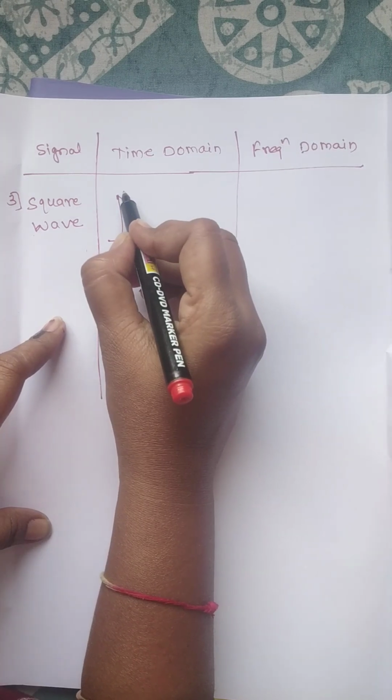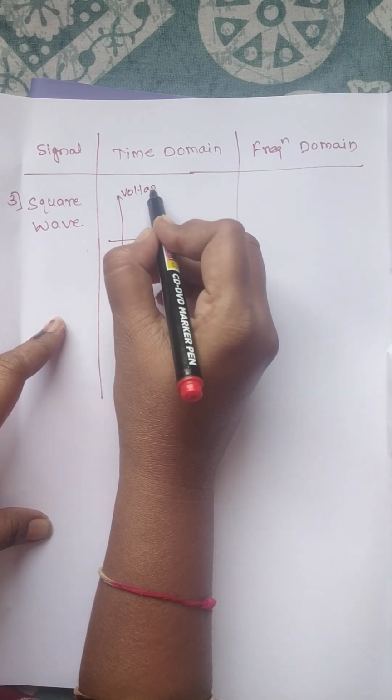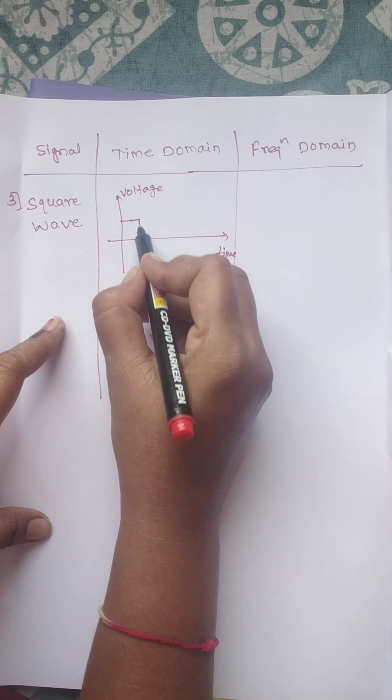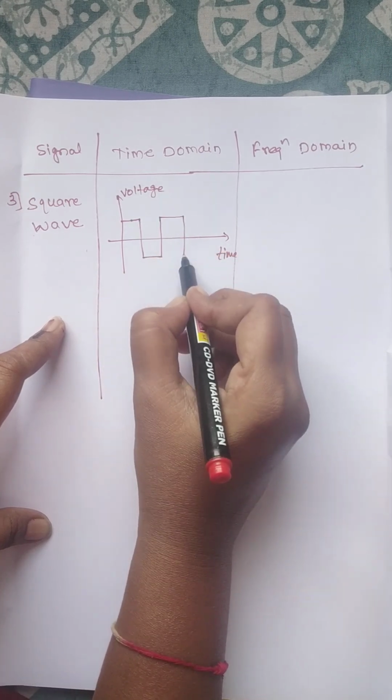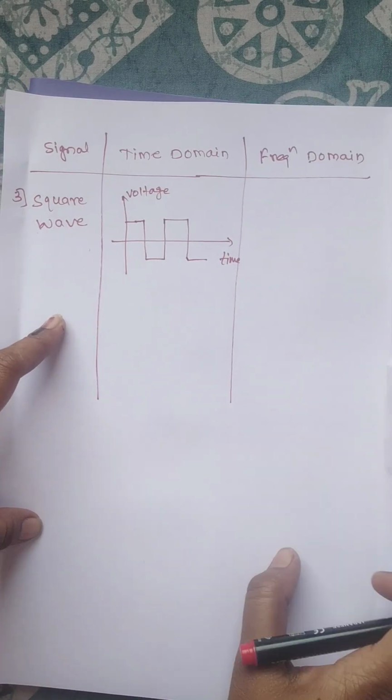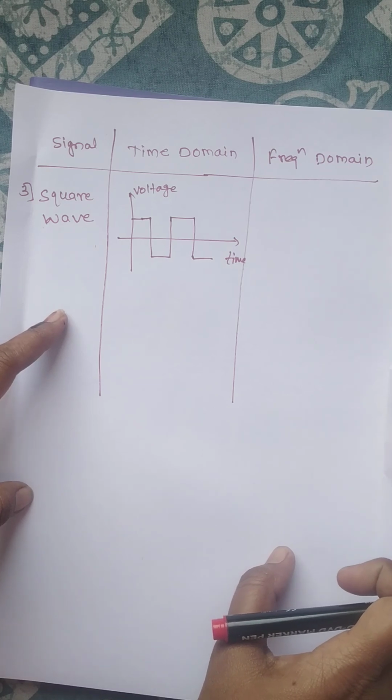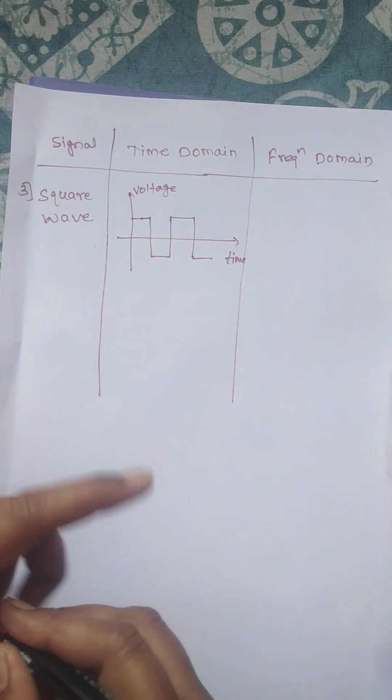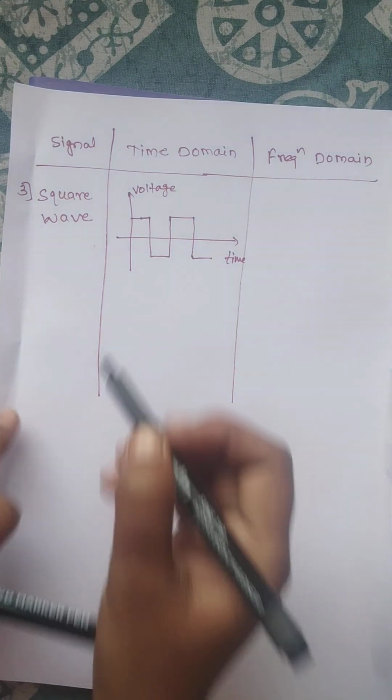Time versus, let us take amplitude as a voltage. Yes, we all know the square wave. But now how to find out its frequencies? Now we must know what this square wave is made up of.